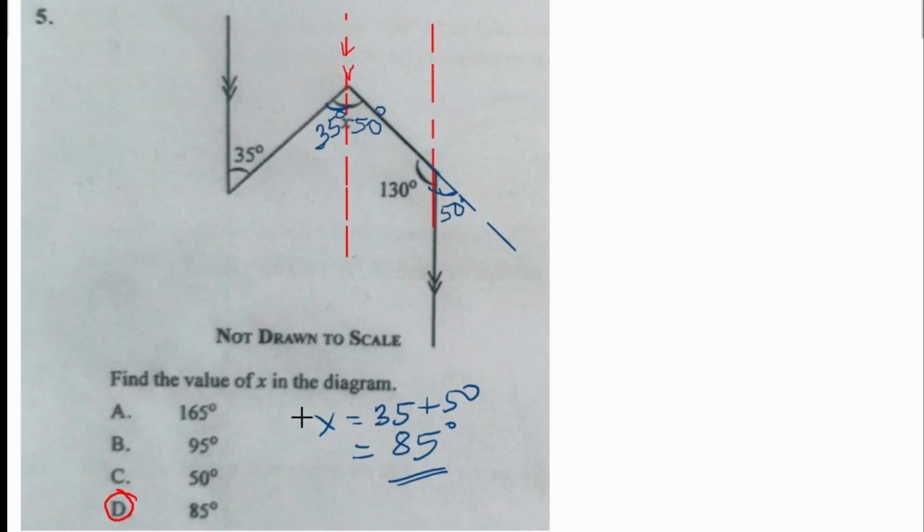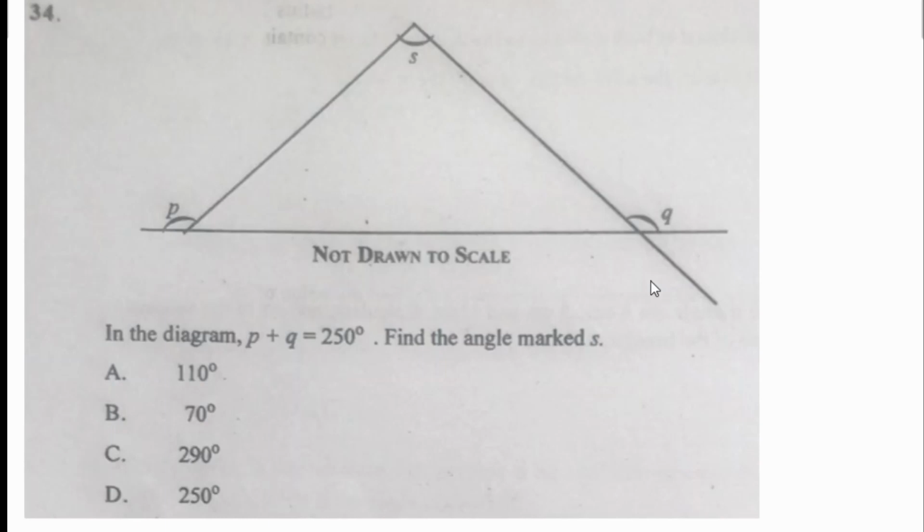We move on to the next question, which is 34. Question 34 also has a diagram that is not drawn to scale. And the question says that in the diagram, P plus Q equals 250 degrees. Find the angle marked S. Actually, there are a number of ways you can solve this, and I'm just going to try two to see if those will make sense.